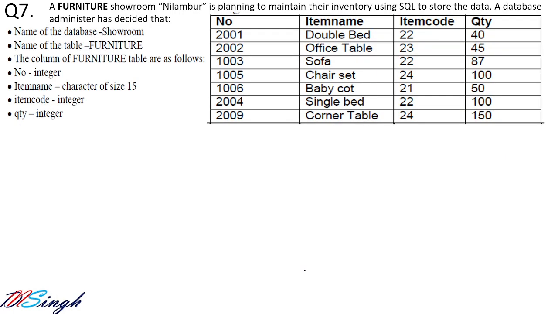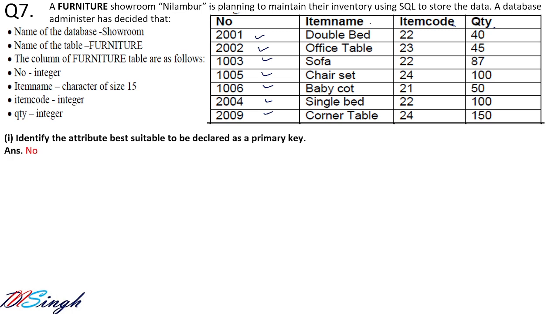Moving to the next question, there you have a table called furniture which have some columns in it: number, item name, item code and quantity. Remember that this number, okay, fine. Let us check, is there any duplication? No. Okay, fine. And no null value, so that can be suited for primary key. Identify the attribute best suited to declare as primary key. So this is the attribute, that is number.